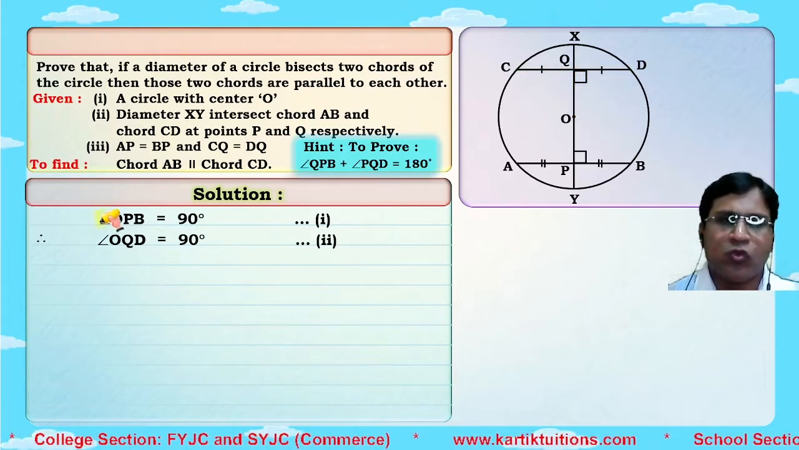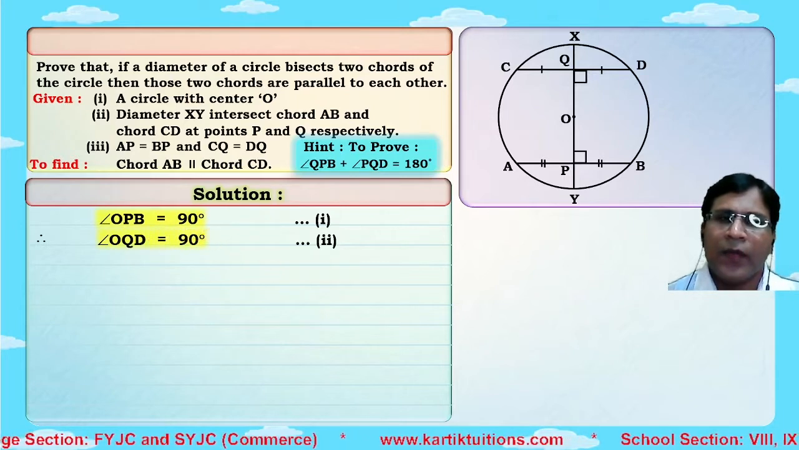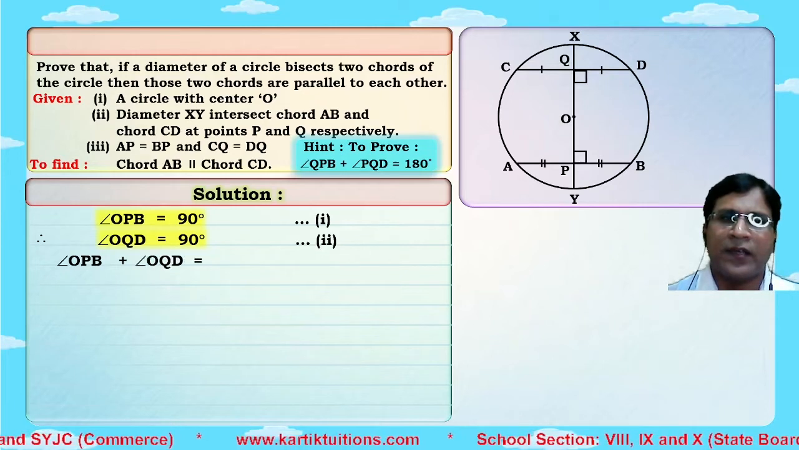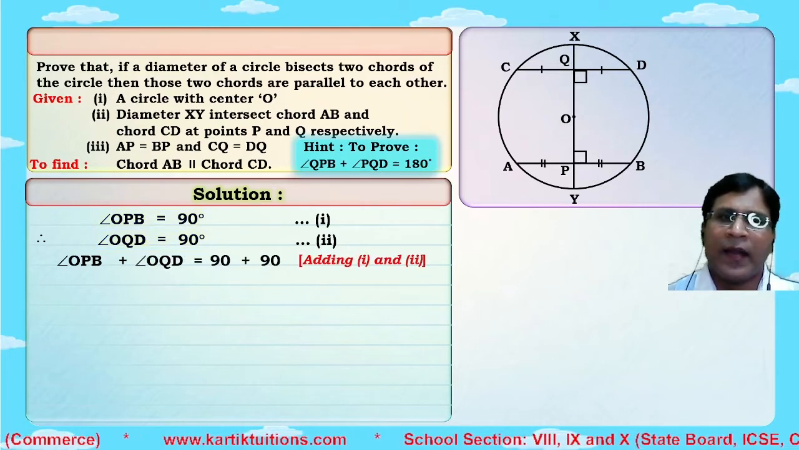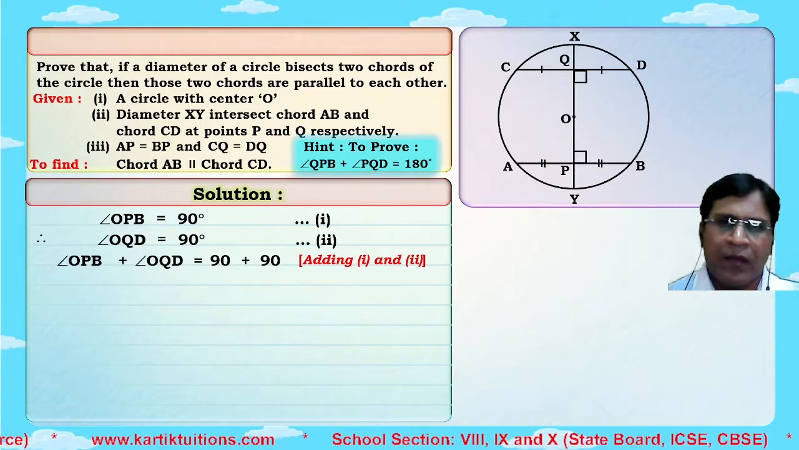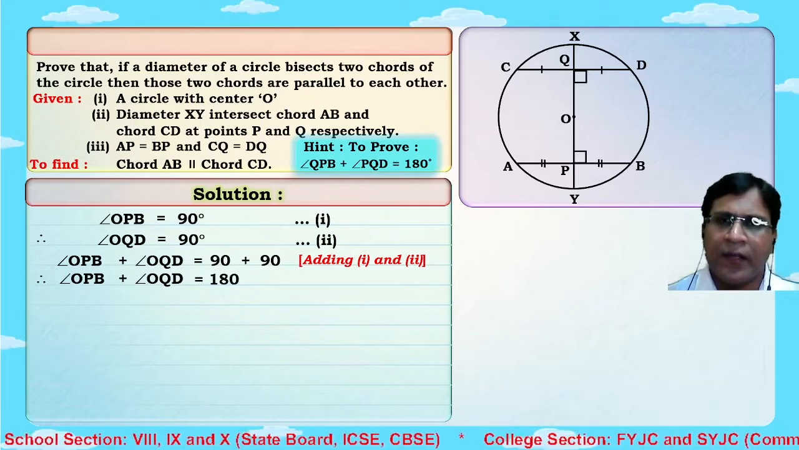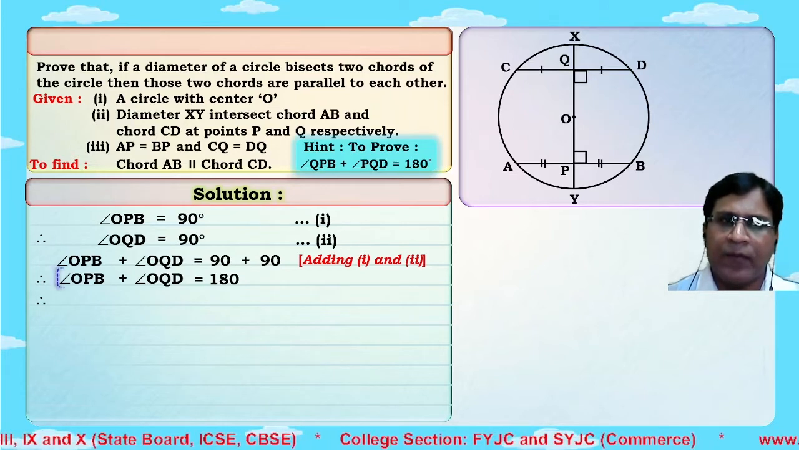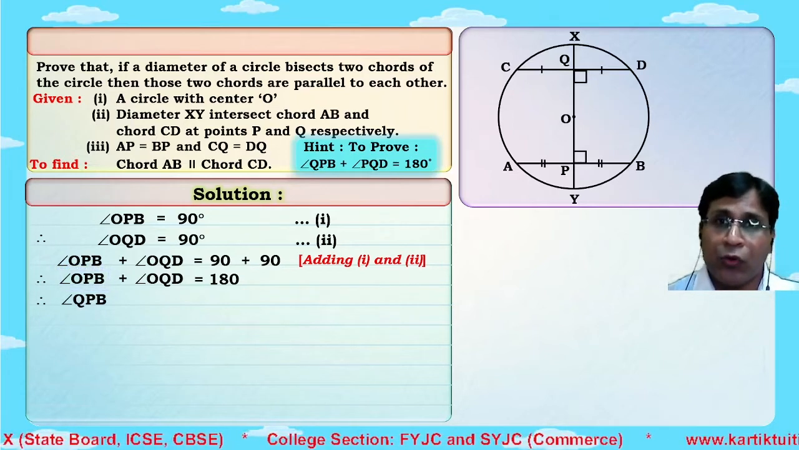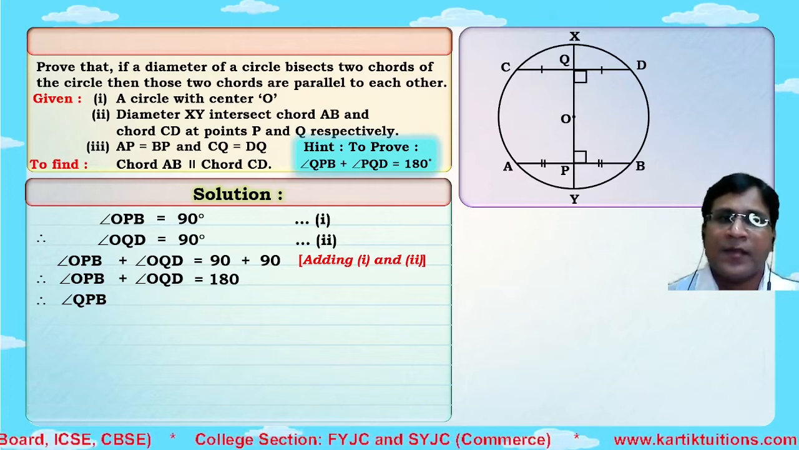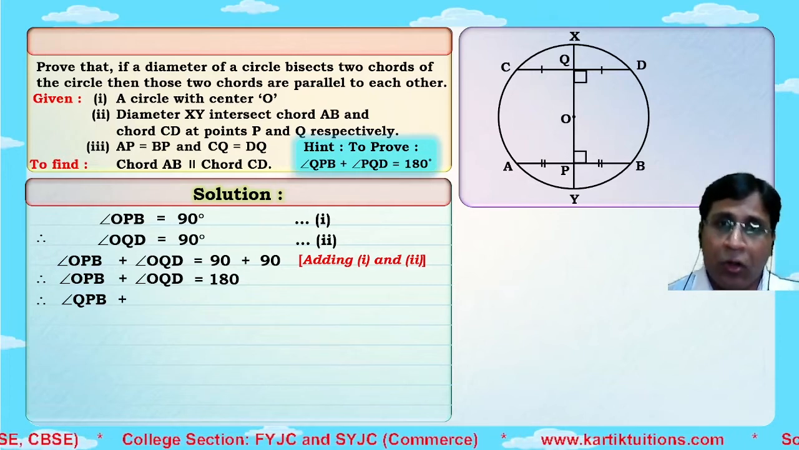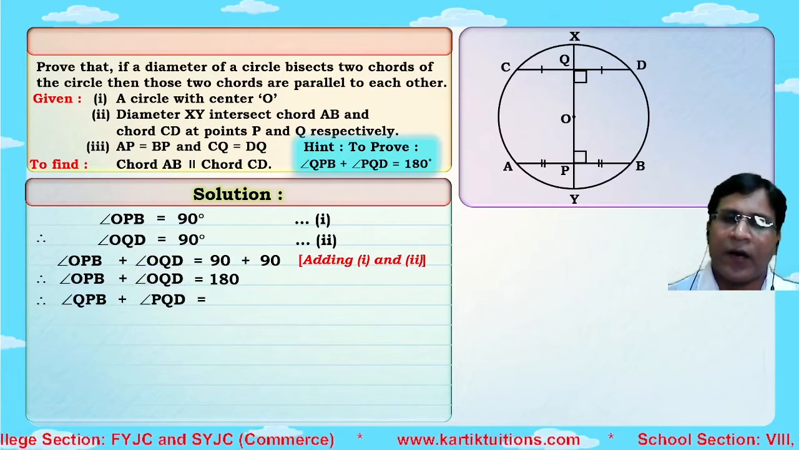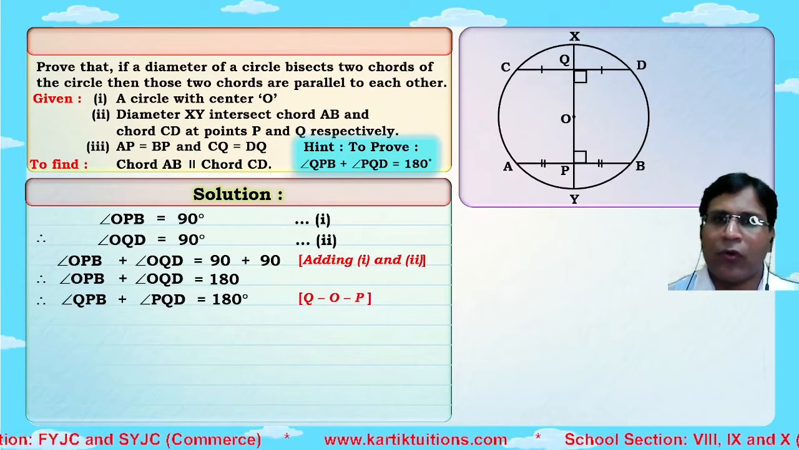Now let's add these two equations. If I add, I get angle OPB plus angle OQD is equal to 90 plus 90. Now, what is 90 plus 90? It is 180. First, let's talk about the right hand side. It has become 180 degrees. Now, OPB can also be written as angle QPB. Sir, how? Because Q, O, P are on a line. In the same way, OQD can also be written as angle PQD. Again, the reason is the same: Q, O, P are on a line.